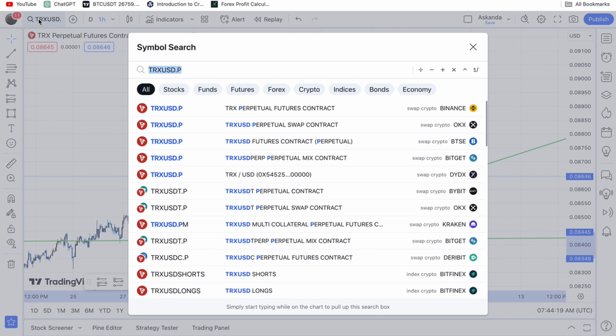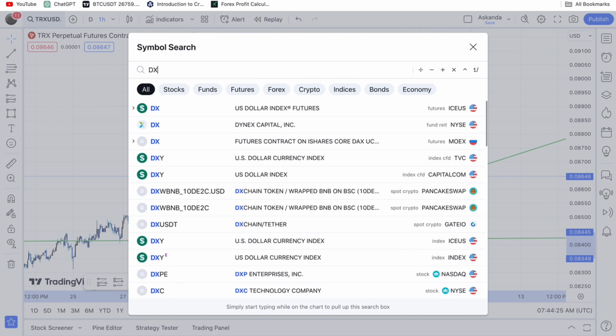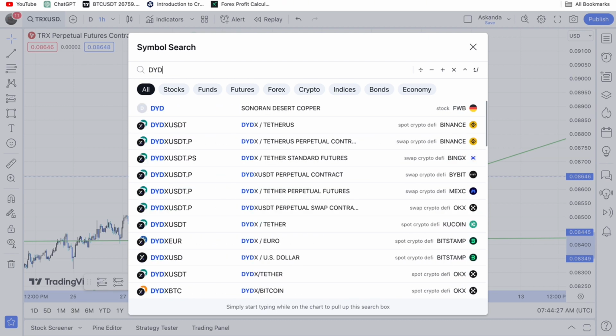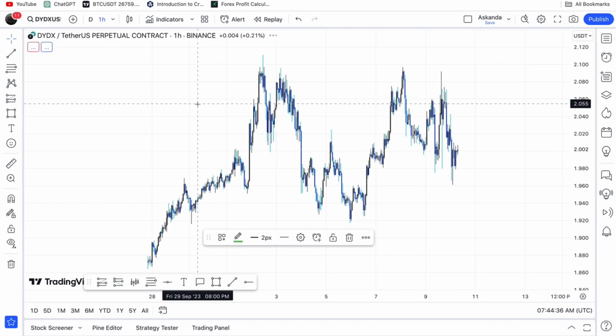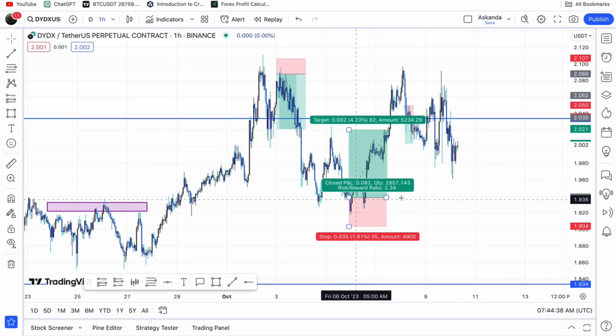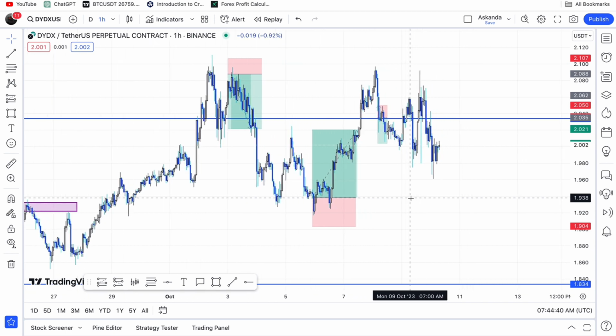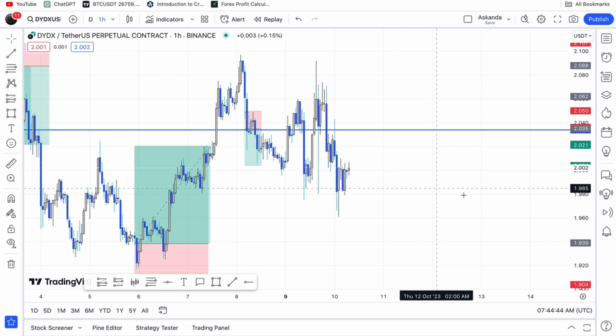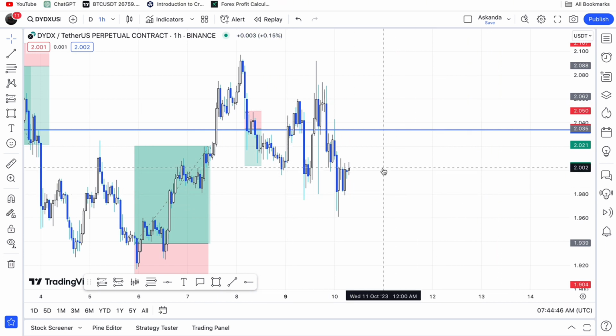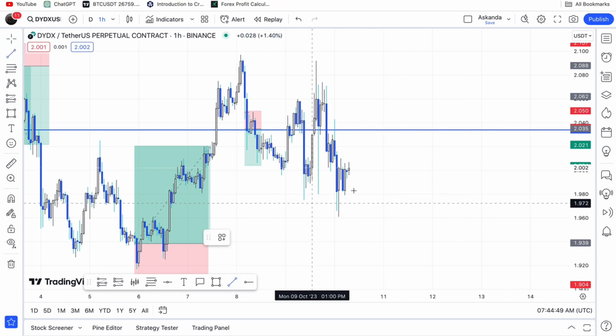So let's go for a pair like DYDX.P. So always add .P to it because we are trading futures. So we add .P to it. So when you look at the current market condition of DYDX, no one will tell you that it's in a downtrend. Sorry. So with a downtrend, you see the trend line making this way.